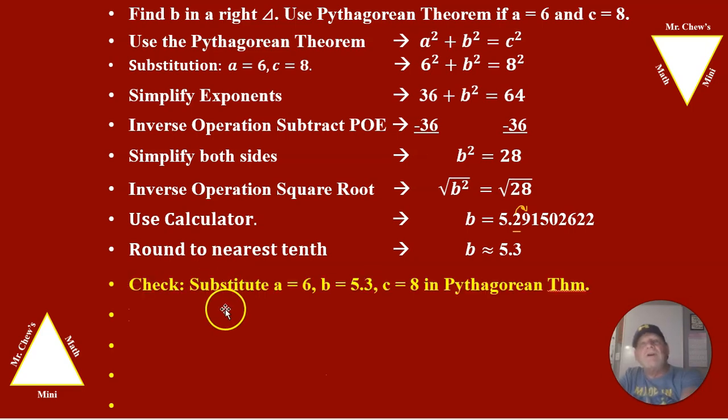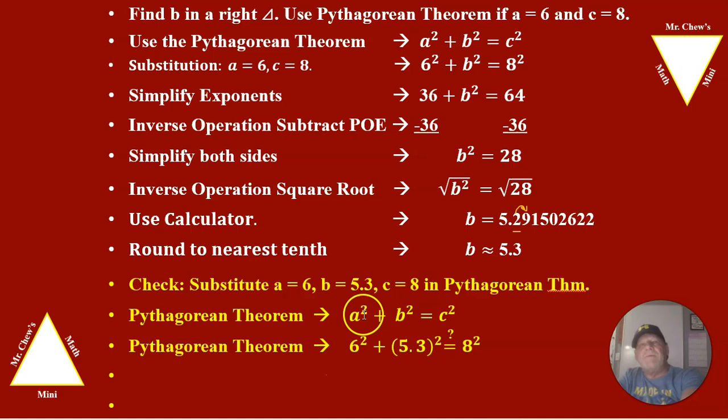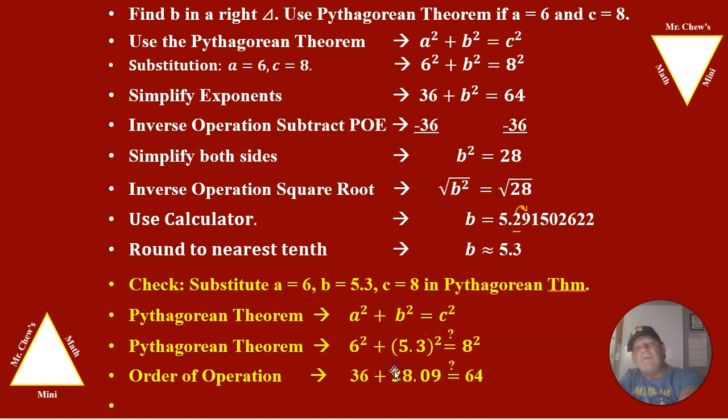All right, now I can use the converse and substitute these back in the Pythagorean theorem to see if it really is true. So I substitute my 6 and square it, my 5.3 and square it, my 8 and square it, and I put a question mark there because I don't know if it's true or not. I use the order of operations, which means I've got to square each thing first. So I got 36 plus 28.09 equals 64. Still have that question mark there. And when I simplify it, it's 64.09 and 64.